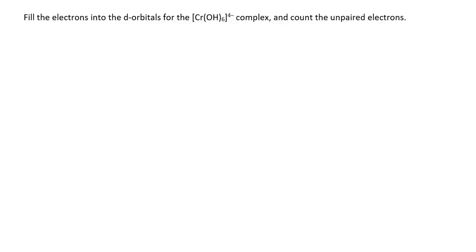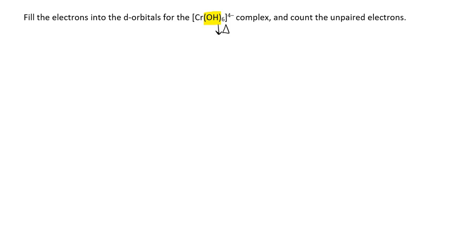In our first example, we have a chromium complex, and we are asked to fill in the electrons into the d orbitals and count the unpaired electrons. So the first thing that we notice is what type of a complex we have. And what I mean by that is whether the ligand is a strong field ligand or a weak field ligand. Hydroxide is considered a weak field ligand. We might need to use that information.